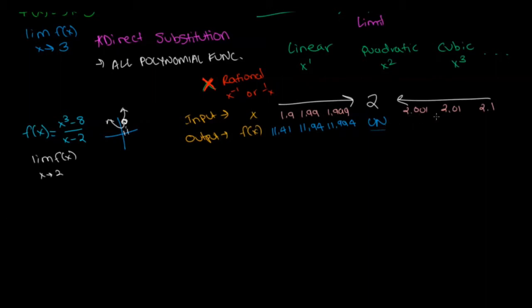So we'll talk about that later, but let's continue on with our chart, our table. So for 2.001, we get 12.006, and finally 12.6. So we can see that even though the value is undefined for x equals 2, we're slowly inching towards the value 12 from both sides. We're slightly greater than 12 here, and slightly less than 12 here. And if we find the average of 12.006 and 11.994, we get the value 12.